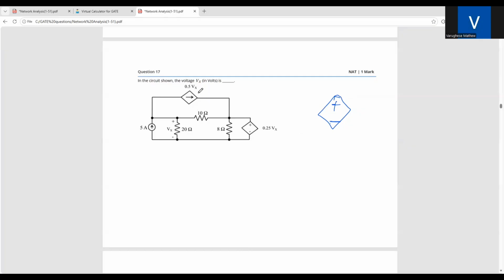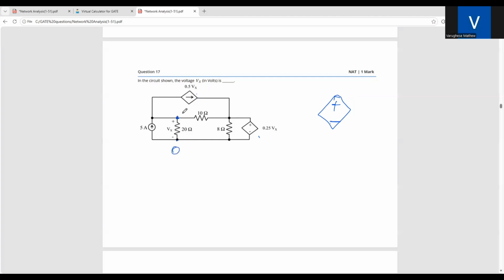This is a dependent source. This is a dependent voltage source, and this is a dependent current source. Now, both are dependent on this Vx. Now let us assume this is 0.